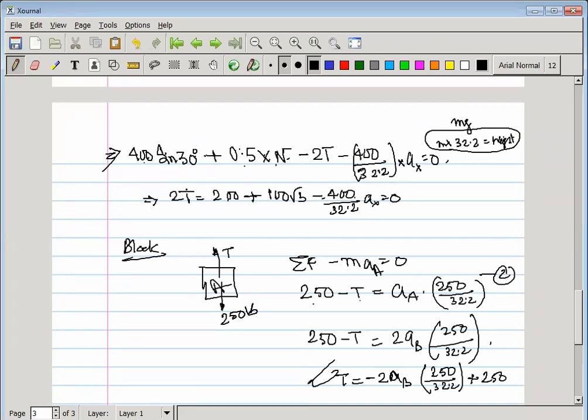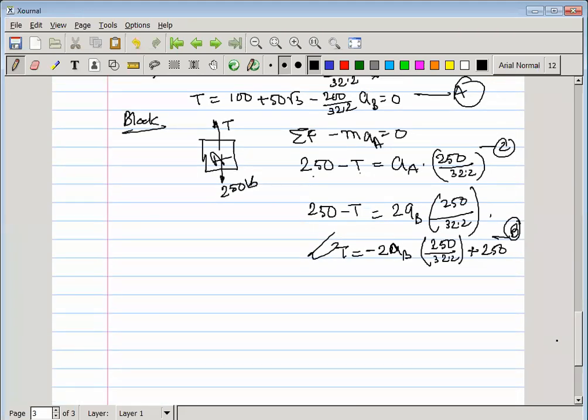And another one is, if we calculate T here, just calculate. T is 100 divided by 2 only, so 100 plus 50 root 3 minus 200 by 32.2 AX. X means B, so you can simply write AB only. Just equalize this equation A and this equation B, because both give you the T value, right?